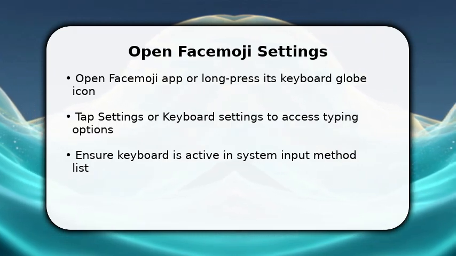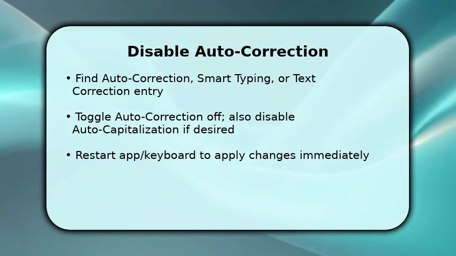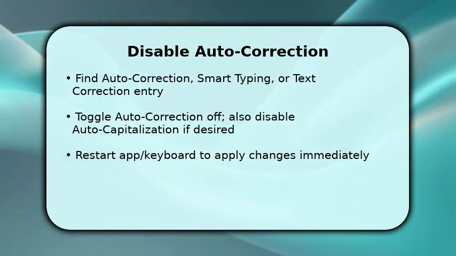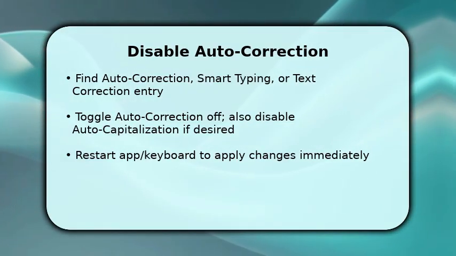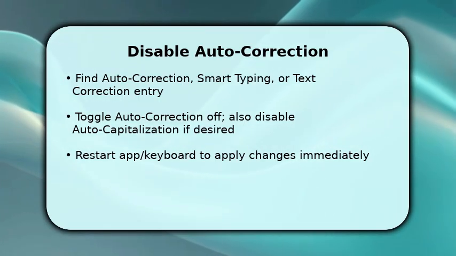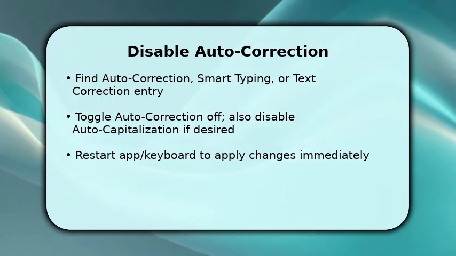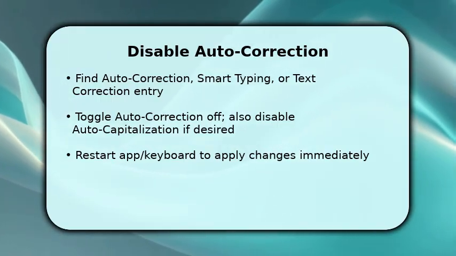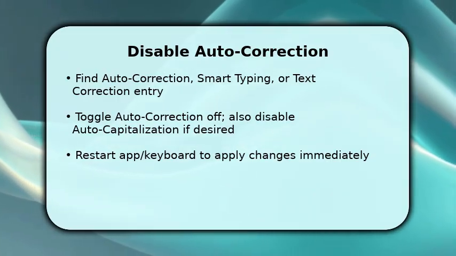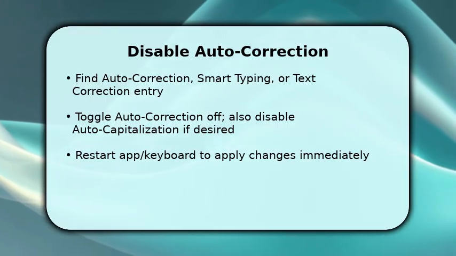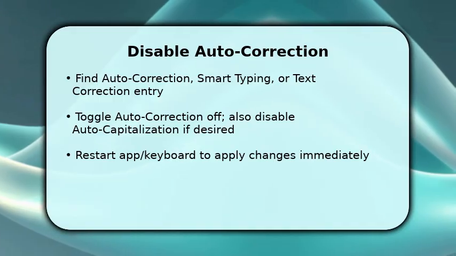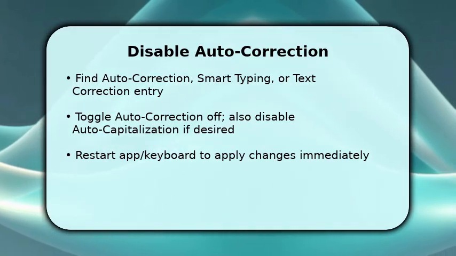Now you'll make the change. In typing or text correction, locate autocorrection or smart typing and toggle it off. This stops Facemoji from replacing words automatically. If you want fewer surprises, also disable auto-capitalization and predictive text here. Those features suggest or alter words for you. After toggling, close any apps using the keyboard and reopen them, or restart the keyboard from system input settings, so the change takes effect without lingering behavior.